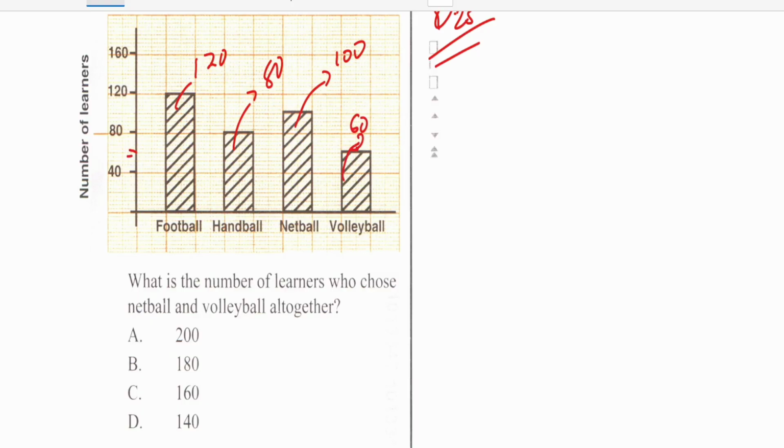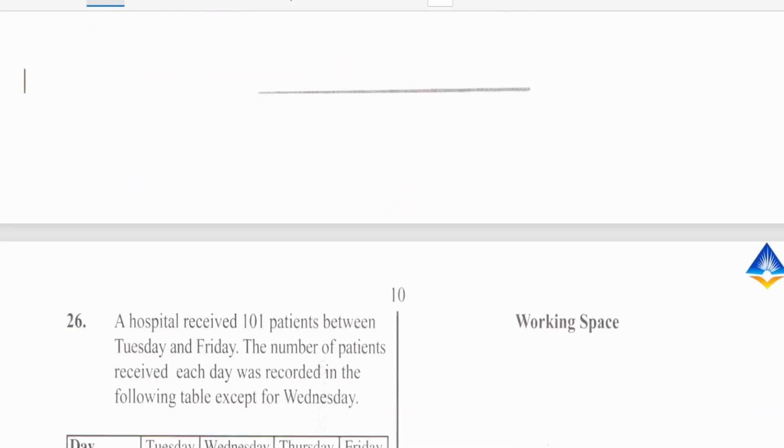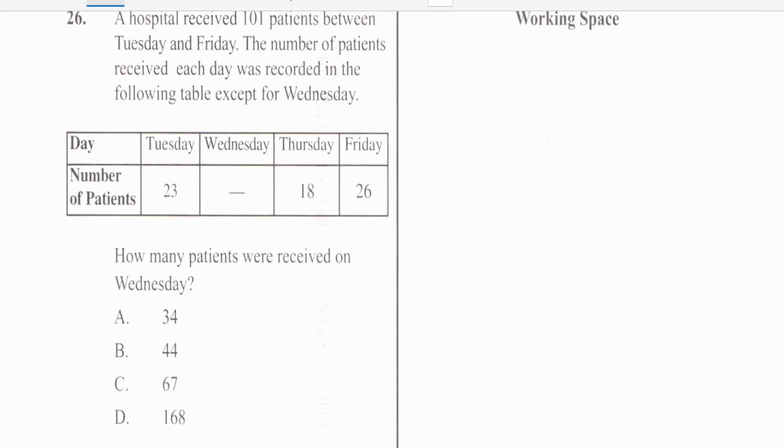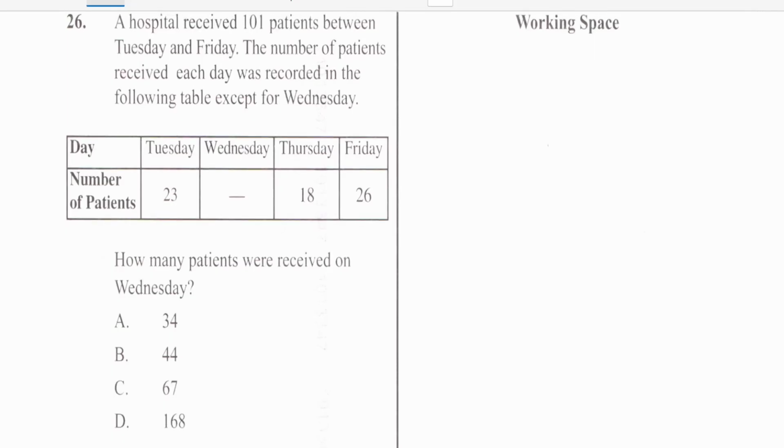So what's the number of learners who chose netball and volleyball all together? Netball and volleyball, it should be 100 plus 60 to give you 160. So yeah, now let's finish up. We just have a few questions. A hospital received 101 patients between Tuesday and Friday.